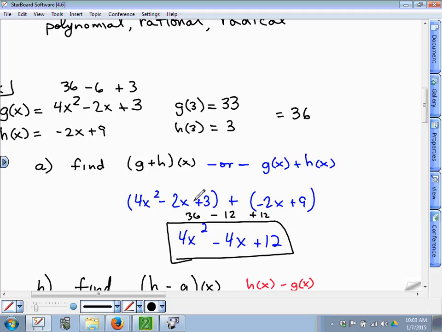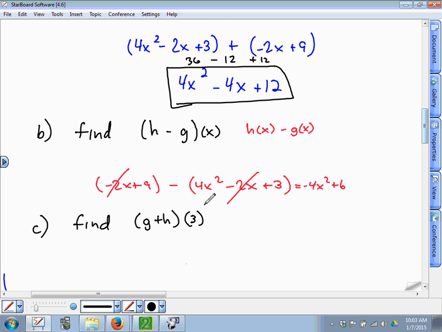You guys see that? So those are your two ways of doing a problem like this. You could either plug the number in separately and then add the numbers, or you could combine the functions first and then plug the number into the combination. Either way, same number. So the answer here was 36.